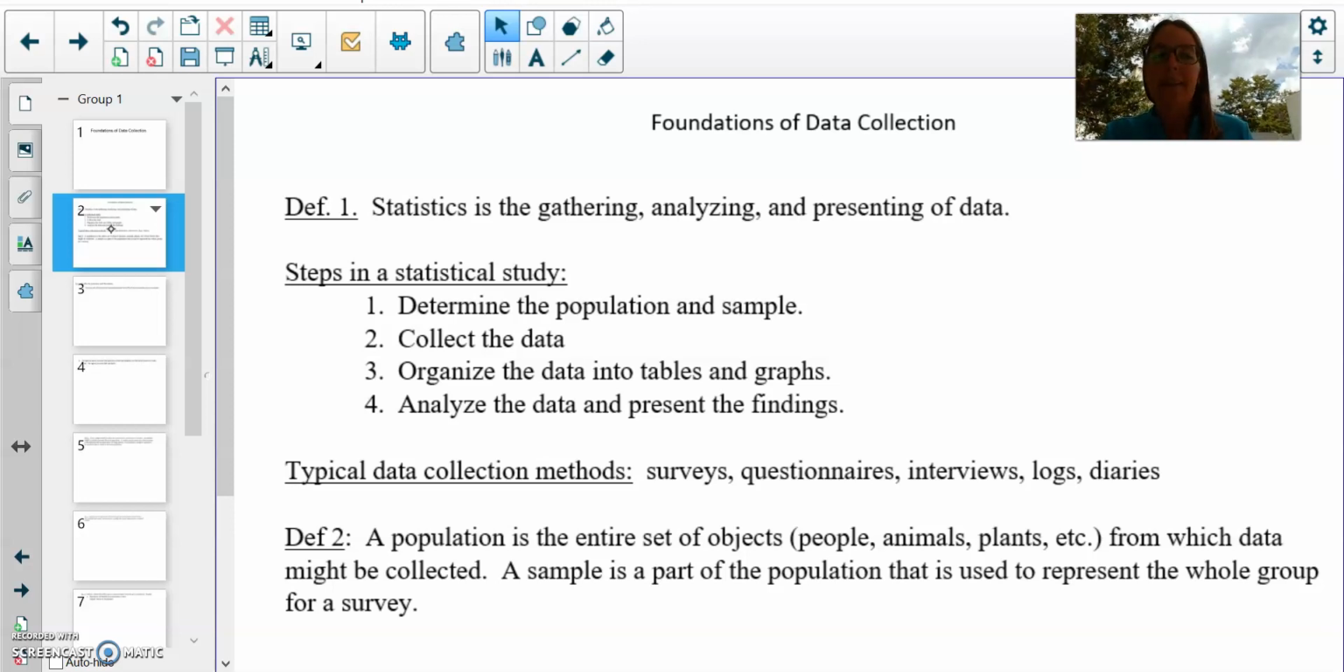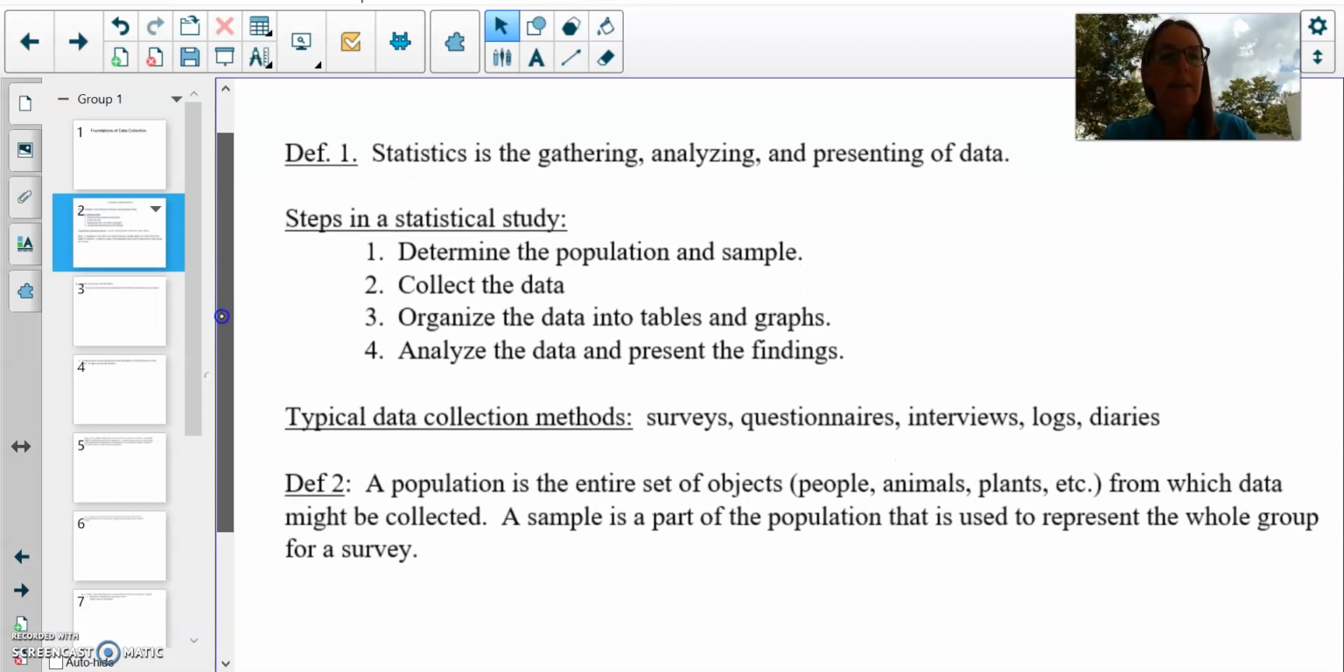Some typical ways to collect information is through surveys, questionnaires, interviews, logs, which is where the participant writes down what they're doing every so often, and diaries.